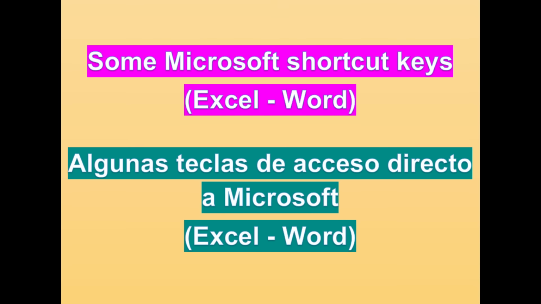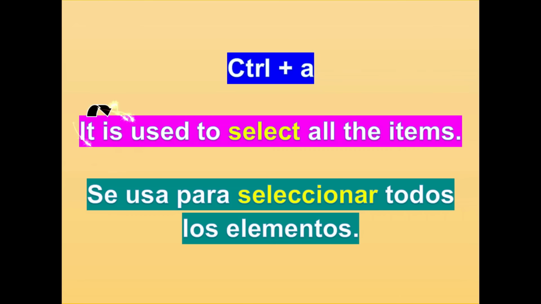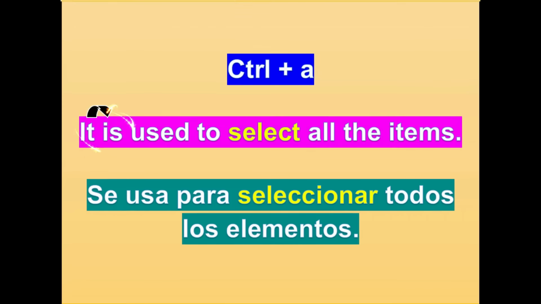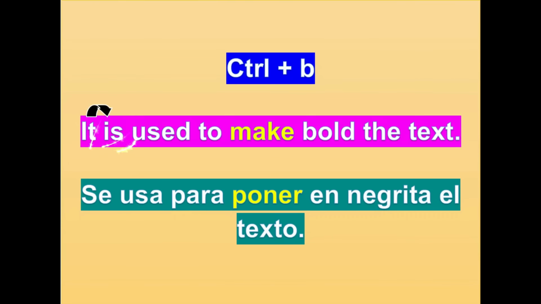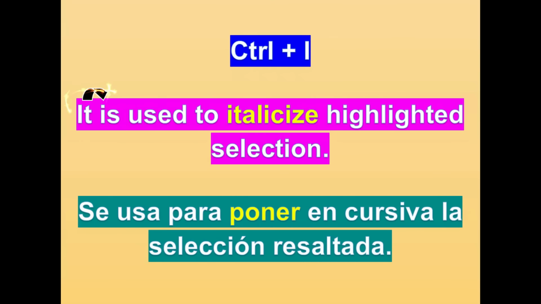Some Microsoft shortcut keys. Ctrl plus A is used to select all the items. Ctrl plus B is used to make the text bold. Ctrl plus I is used to italicize the highlighted section.